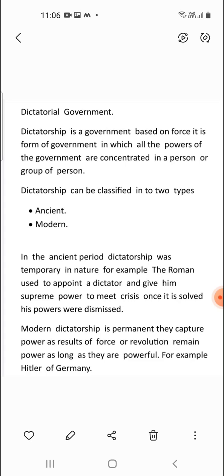So this is all about different kinds of government. In today's class we have studied monarchical, democratic, and dictatorial government and their basic features.